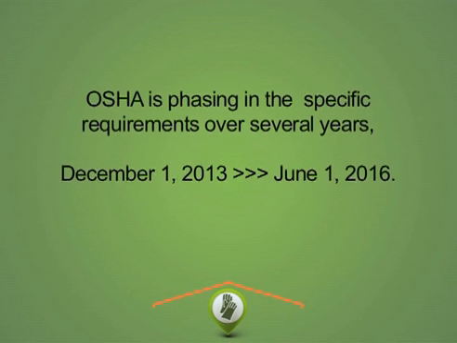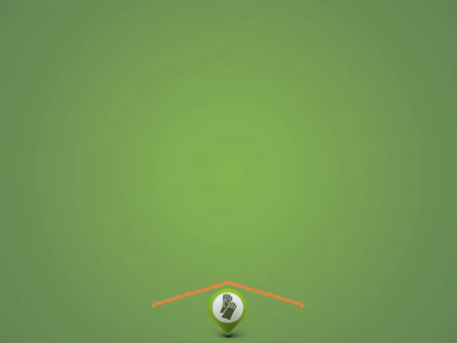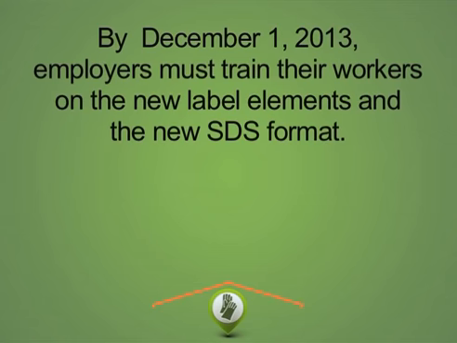OSHA is phasing in the specific requirements over several years with an anticipated end date of June 1st, 2016. The first compliance date of the revised hazard communication standard is December 1st, 2013. By this date, employers must have trained their workers on the new label elements and the new SDS format. This training video has been designed to meet these OSHA requirements.